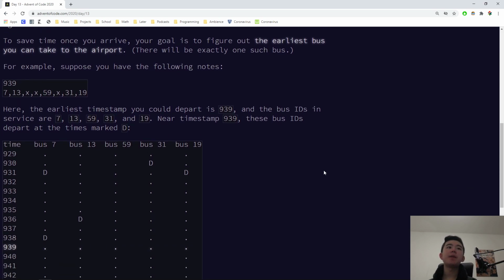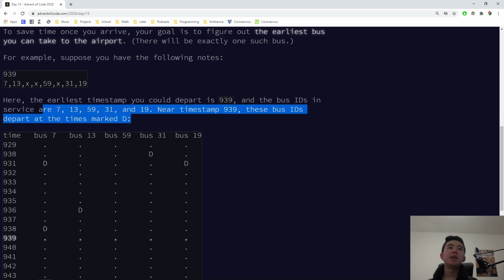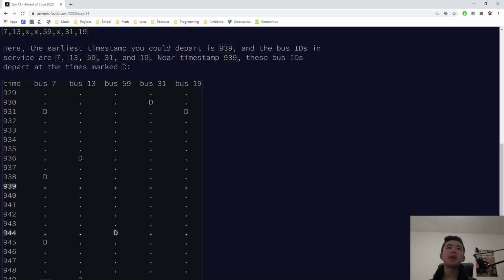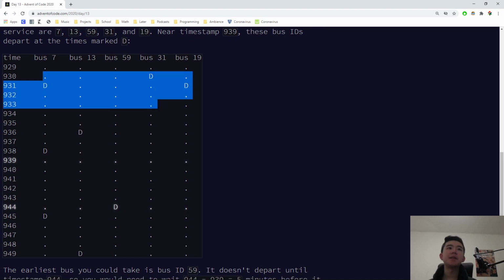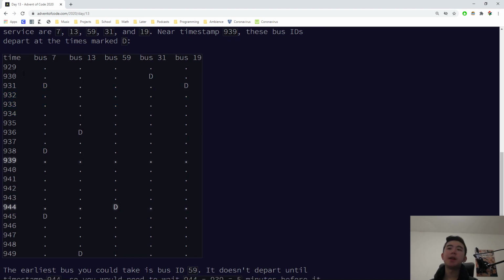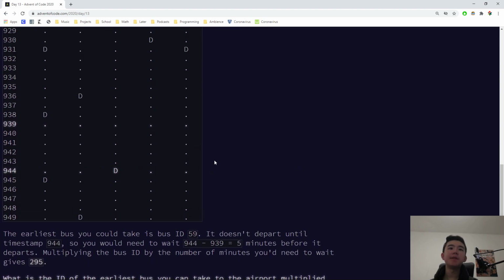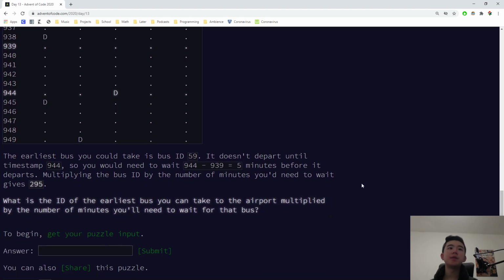For example, suppose you have the following notes. It gives an example. Here, the earliest timestamp you could depart is 939, and the bus IDs in service are 7, 13, 59, 31, and 19. Near timestamp 939, these bus IDs depart at the times marked D. So they have this big table explaining when each bus departs. The earliest bus you could take is bus ID 59. It doesn't depart until timestamp 944, so you would need to wait 5 minutes before it departs. Multiplying the bus ID by the number of minutes you need to wait gives 295. What is the ID of the earliest bus you can take to the airport multiplied by the number of minutes you'll need to wait for that bus?